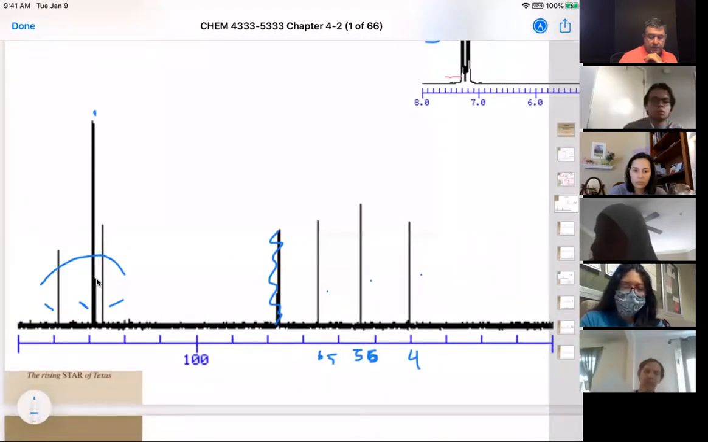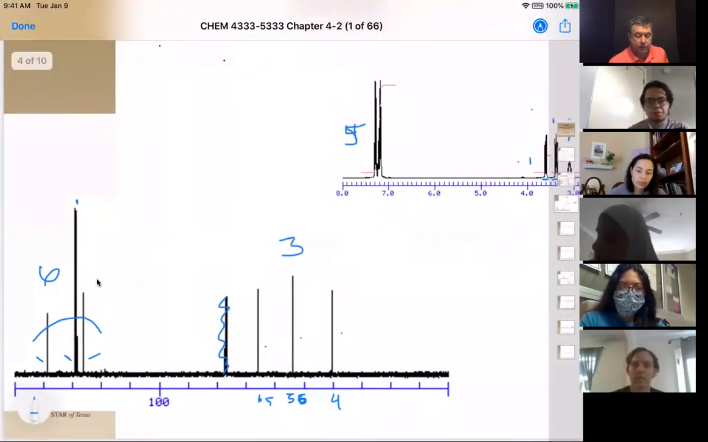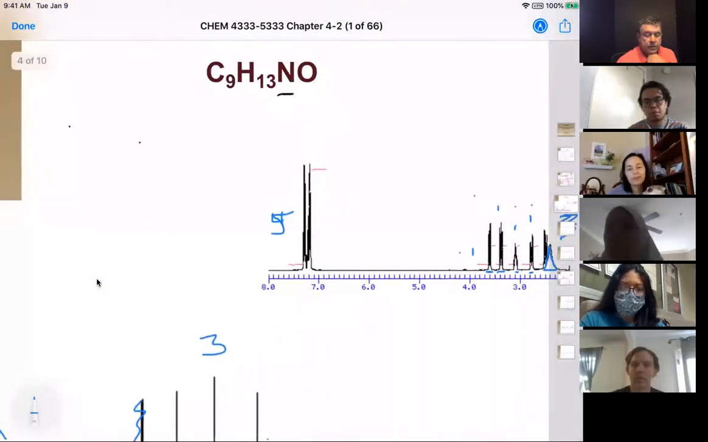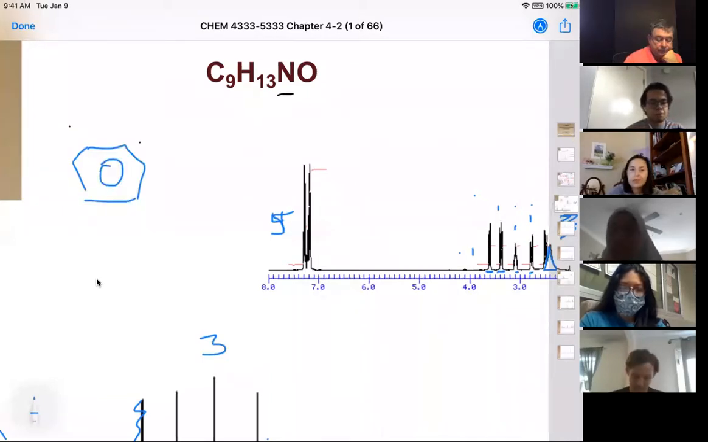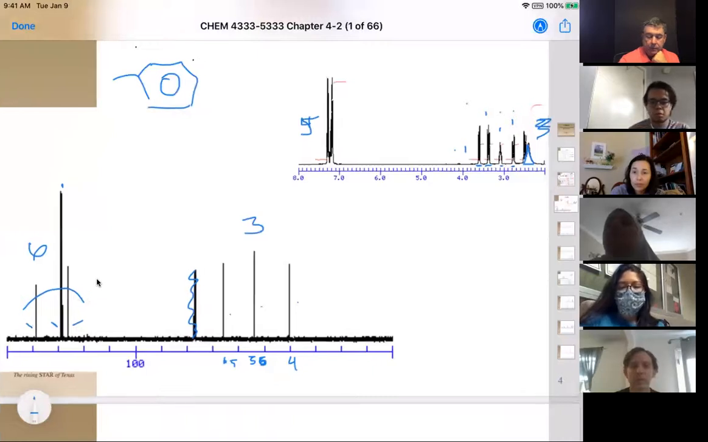It looks like we have 6 carbons here and 3 carbons there. We have a total of 9 carbons, so all our carbons are accounted for. Let's try to figure out what's happening here. We have a benzene ring, that's 6, and then we have something with an oxygen on it. It doesn't go up above here, so it probably isn't a carbonyl, but it might be an ether.